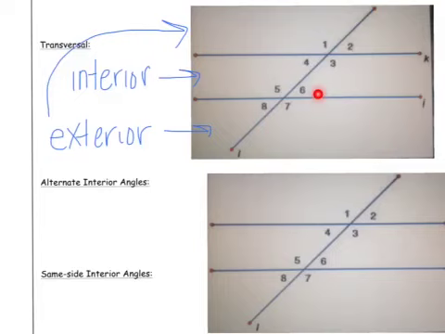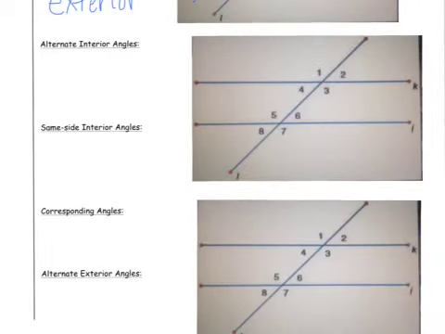The first angle that we're going to talk about is going to be alternate interior angles. Think about what the word alternate means to you. If I'm on the alternate side of the street, I'm on the opposite side of the street. So our angles are going to be in the interior, but they're also going to be opposite each other. So angle 3 and angle 5 are alternate interior angles, and angle 4 and angle 6 are alternate interior angles.